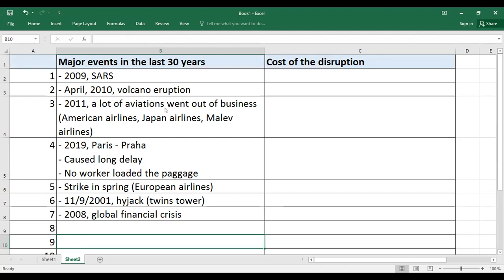Don't worry if you can't. I've got some examples here with dollar figures put next to them. Millions or billions? It's a lot of money. Don't worry. My next slide has some figures on it, which helps illustrate the disruption costs. Thank you for your examples.